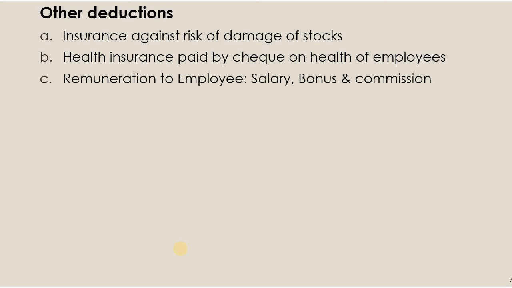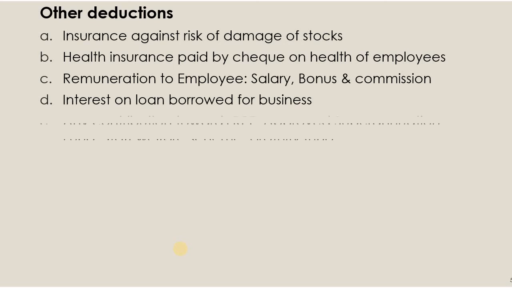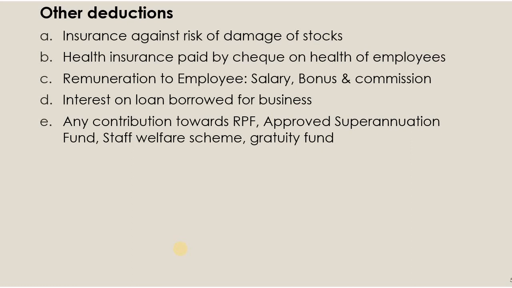Then remuneration to employees. Any remuneration to employees in the form of salary, bonus, commission, or anything can be claimed as a deduction. Then interest on loan borrowed for business. If the business borrows loans for the business purpose, then whatever the interest may be, it can be claimed as deduction. Then any contribution towards RPF, that is Recognized Provident Fund, then approved superannuation fund, which is for the benefit of the employees, and also staff welfare scheme, again for the benefit of the employees, and also gratuity fund. If the business houses make any contribution to all these funds, they can claim deduction from the profit.